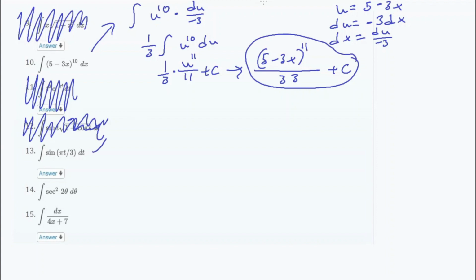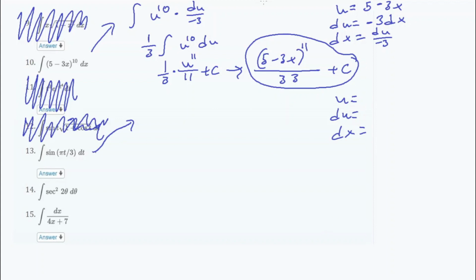And now let's take a look at number 13. So number 13, we have an integral of sine pi t over 3 dt. So this integral is going to be in terms of t. So let's write down some important stuff here. So we've u, du, and dx. So what could we set u equal to?